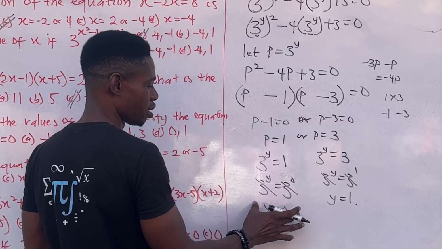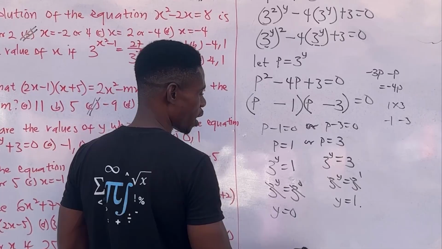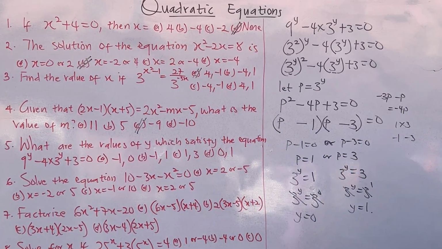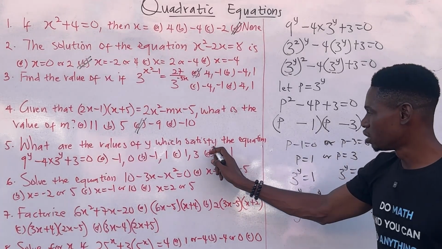So our answer, y is equal to 0 or y equal to 1. So 0 and 1 are our correct answers. So 0 and 1, option D.